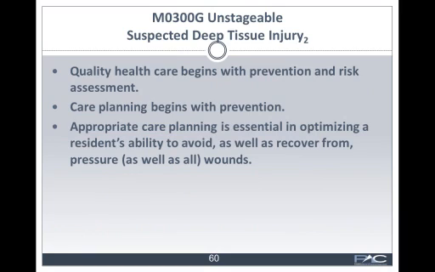Okay, so looking at this, quality health care begins with prevention and risk assessment. I think we all know that. And as we start coming into some of the other initiatives with CMS like Pay-for-Performance, it's only going to become much, much more important that you are identifying wounds before they happen. Somebody with risk, or making sure that when we do have an ulcer, that we're keeping it from getting worse. Right? And care planning, again, begins with prevention. And appropriate care planning is always essential.